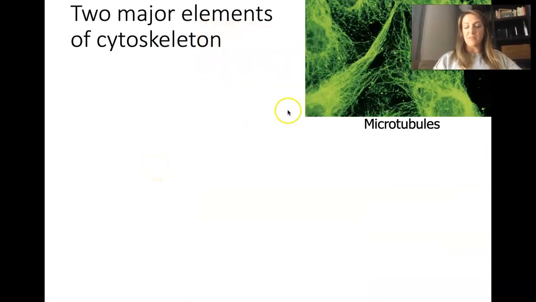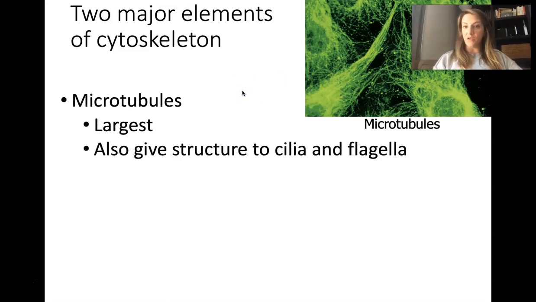So we said the cytoskeleton is made up of a couple different kinds of filaments. There are microtubules. And here is a fluorescent microscopic image of the microtubules labeled here in green. Okay. These are the biggest of our cytoskeletal elements. They give structure to things like cilia and flagella. So you can think about single cells that have cilia or flagella to move, or ciliated cells in our bodies, right? Things like the surface lining of the lungs have ciliated cells to beat and push that mucus back out of the lungs.